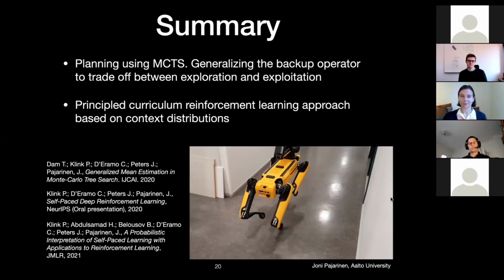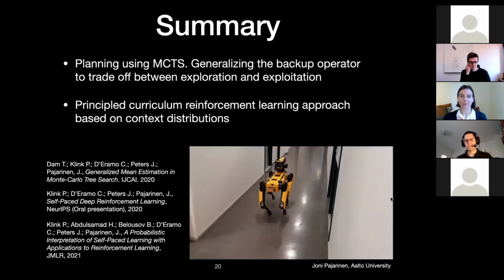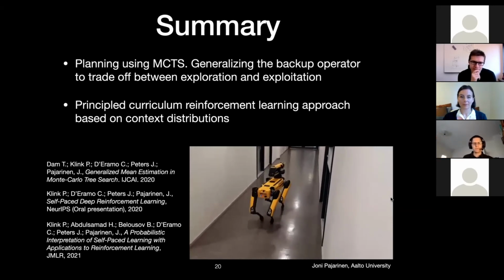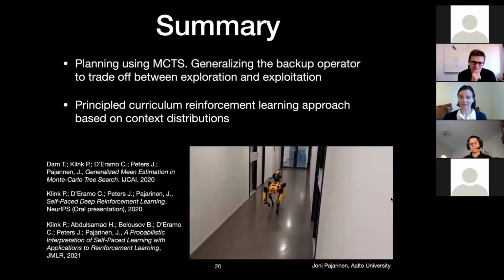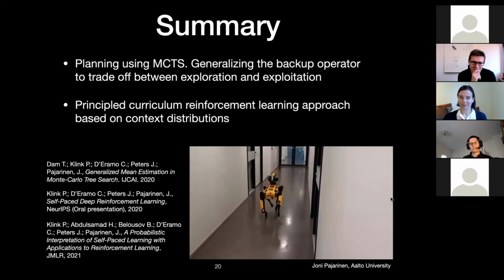And then we had the curriculum reinforcement learning approach, which starts from an easy environment and then moves on to harder environments. And then at our robot lab, we have a Boston Dynamics Spot robot with a robot arm. So if someone wants to collaborate on the Spot robot, they can contact me for that. So the robot can also climb stairs and pick up objects and so on, with the arm. Yeah, thanks.